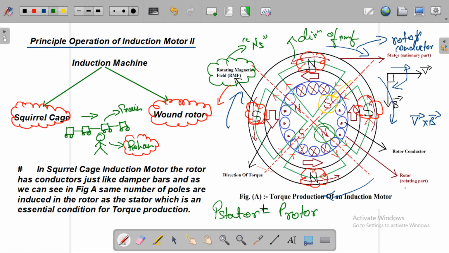Otherwise, if the number of poles on the stator is not equal to the number of poles on the rotor, then it will not produce any kind of torque in an induction motor. So this is the essential condition for torque production, that the same number of poles are induced in the rotor as the stator.